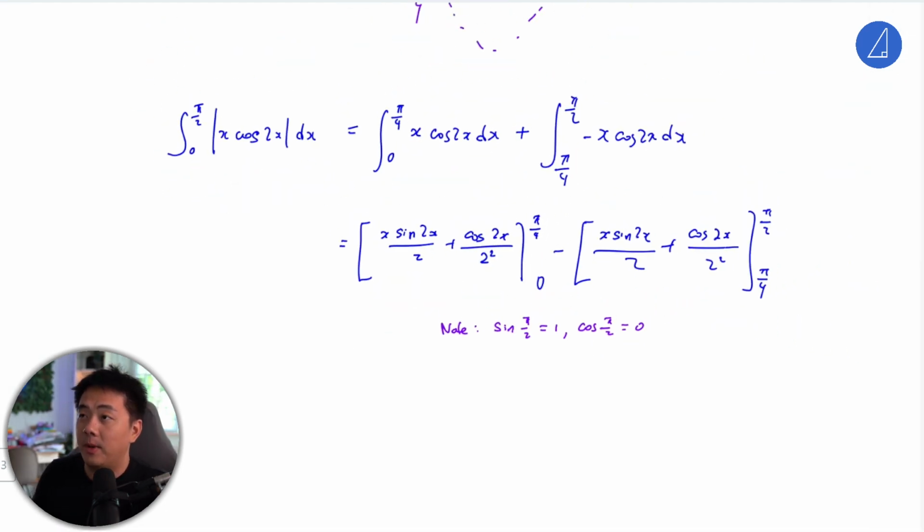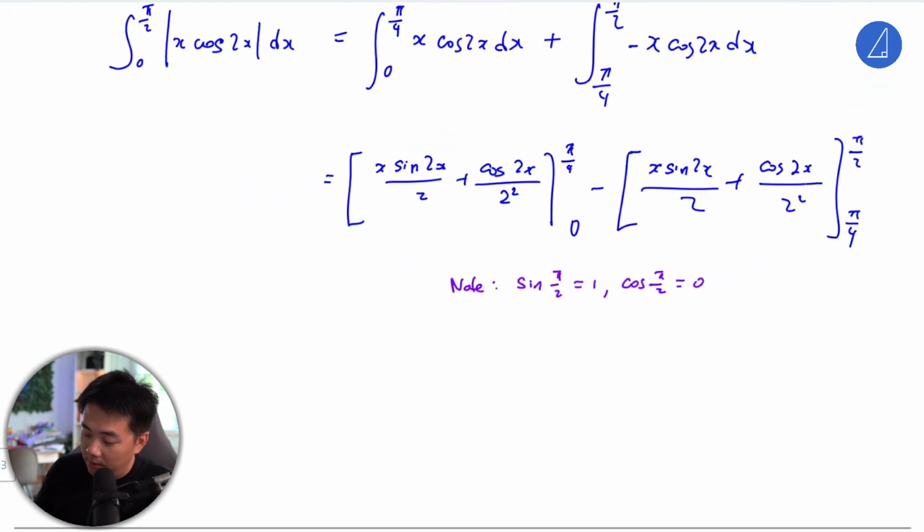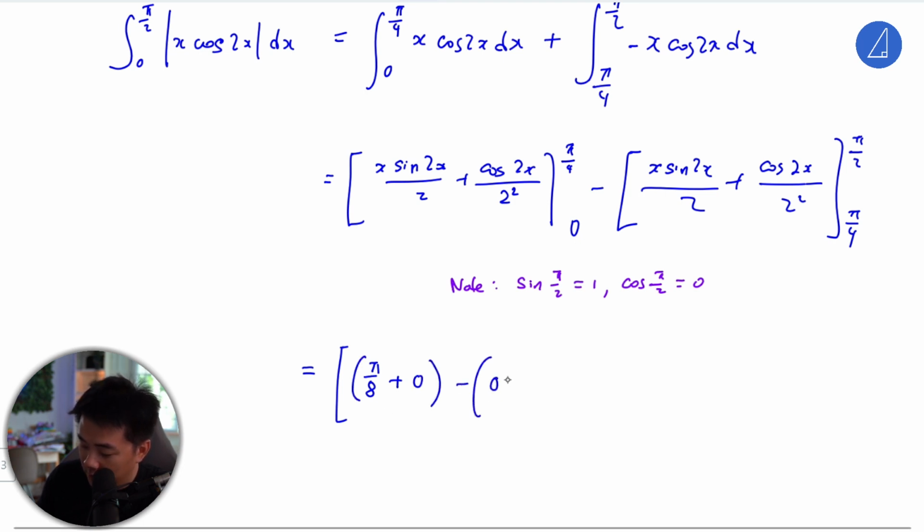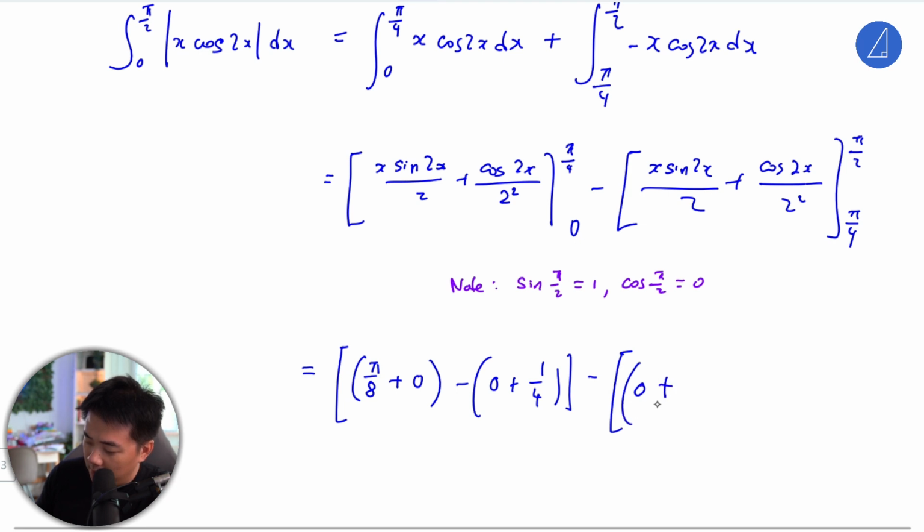Okay. So some of the special angles here we just substitute in. I'm just going to skip a step there. So sine pi over 2 is 1, just take note of that. So if I put pi over 4 in, this is pi over 8. Plus cosine pi over 2 will be 0. So this is 0. Then minus 0. Plus cosine, this is 1/4. Okay, so just be careful. Then the next one will be similarly sine pi is 0, plus cosine pi will be -1. So this will be -1/4.